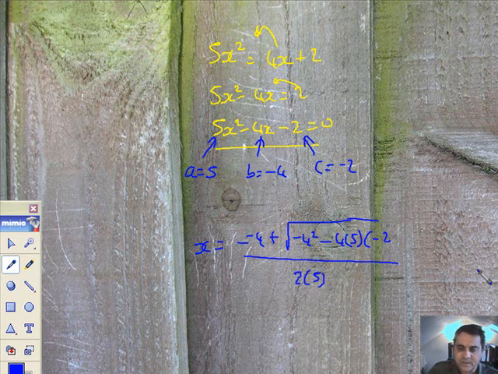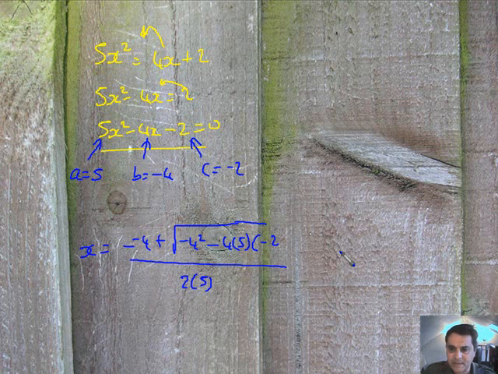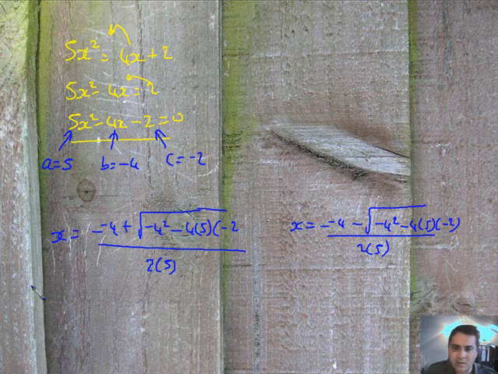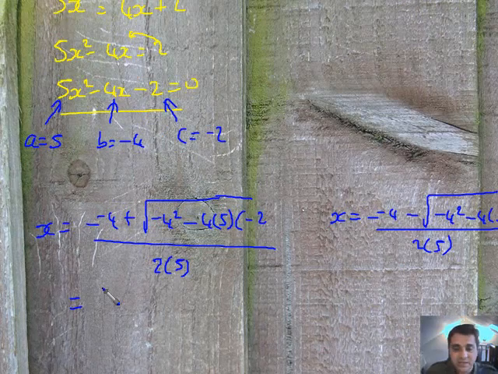all divided by 2 lots of a, or 2 5s. And the other solution is going to be, I'll do it on this side, x is going to be minus 4 minus the square root of minus 4 squared minus 4 times 5 multiplied by minus 2, which is the c, and divided by 2 lots of 5. So now I'm just going to use my calculator to get two solutions. There's no middle steps being shown whatsoever.